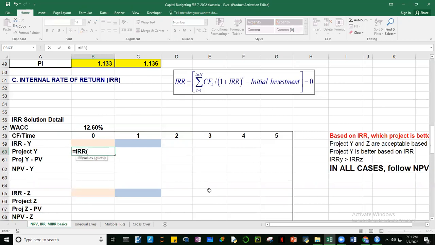So ano yung mga kailangan? Values, no? Values nino, guys? Values nino. So lahat ng original values natin, so that's the initial investment ni Y, okay, plus the cash flows ni Y. Okay, yun na yung kailangan natin, no? IRR ng lahat ng yan, no?